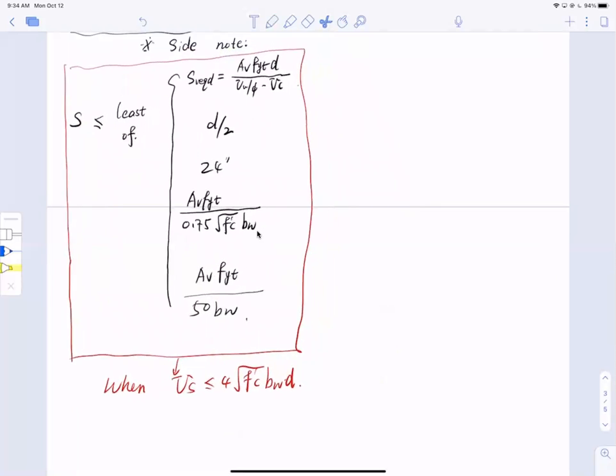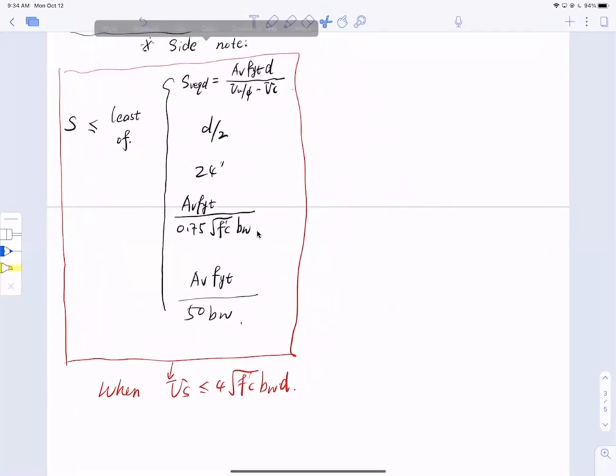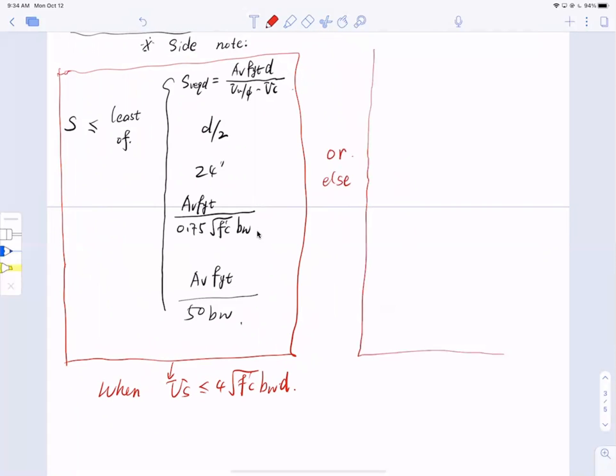Okay, good deal. So this is the one condition, and if not, or else, let me write out all these boxes right here.